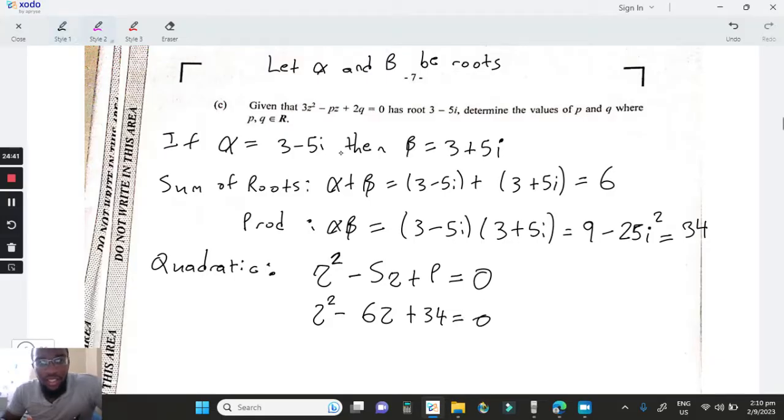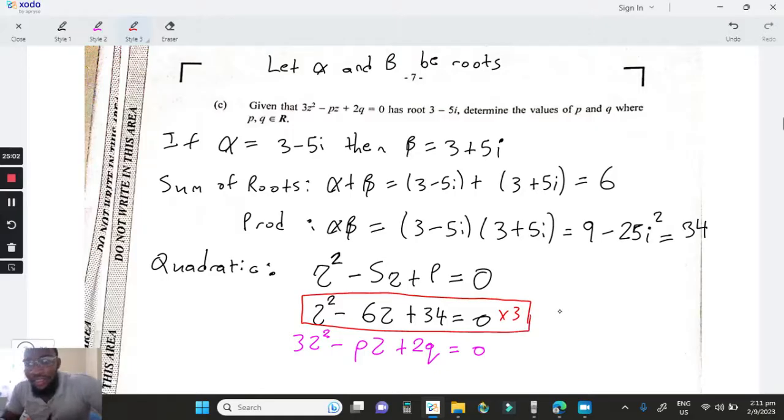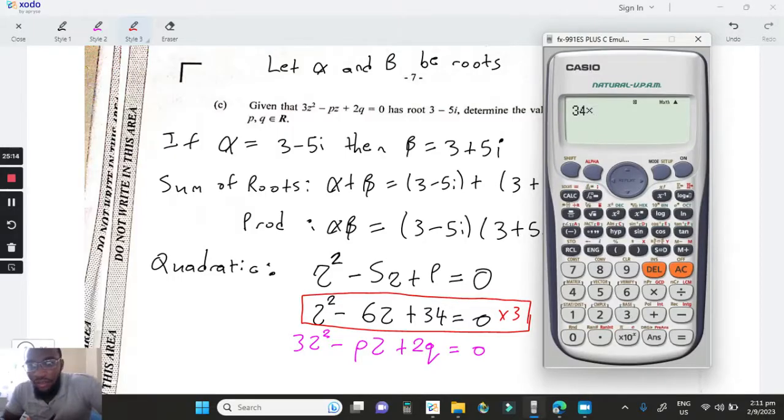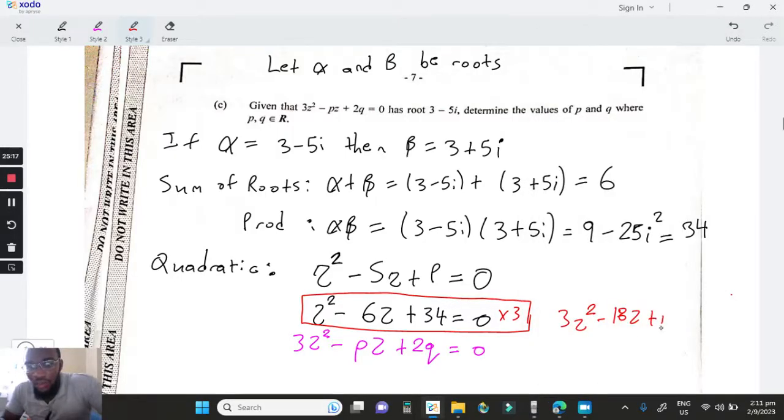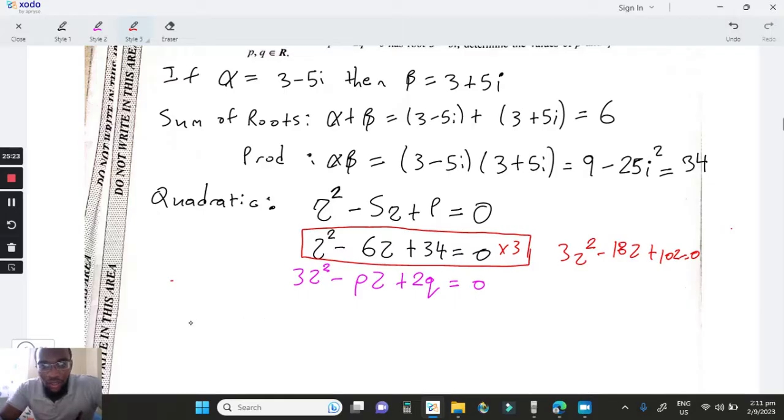But they gave us another quadratic equation, which is 3z squared minus pz plus 2q equal to 0. So what we can do is multiply the equation we got by 3. If we multiply it by 3, we get 3z squared minus 18z plus 34 times 3, which is 102, equals 0.